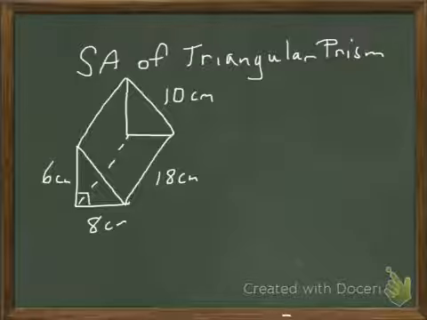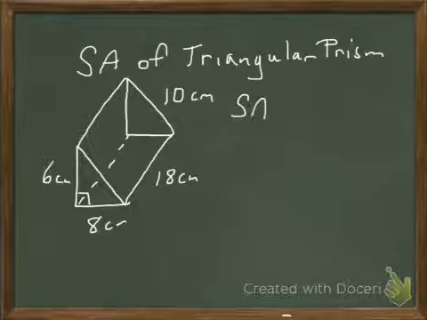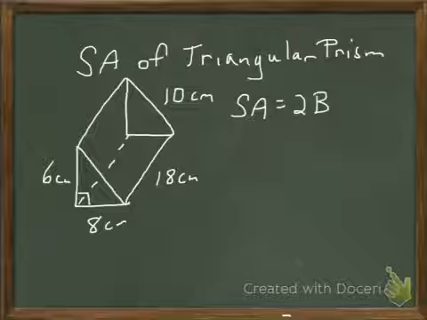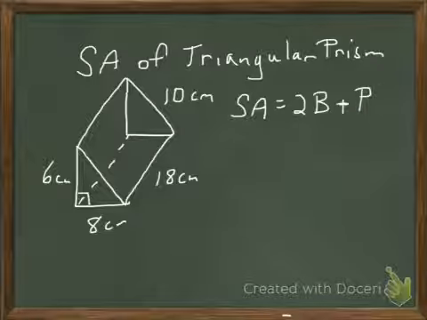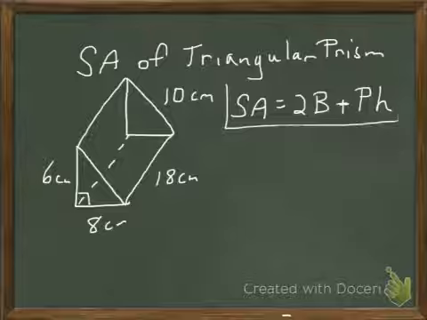And yes, you could do the area of the two triangles and then the area of each of the rectangles and get your surface area. But I want you to use the formula, because part of this whole section is learning to use formulas and understand what they mean. That's an important part of algebra. This is the formula that I want you to use and write in your notes for the triangular prism.